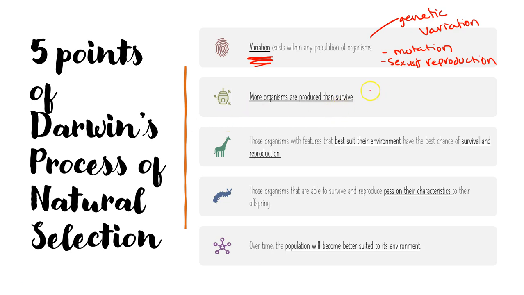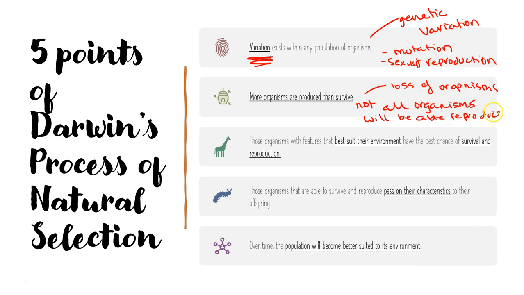More organisms are produced than survive, so there is a loss of organisms along the way. This can be due to disease, lack of food, lack of habitat, predation. Basically, not all organisms will be able to reproduce. They will die before they have the chance to reproduce and pass on their genetic information.